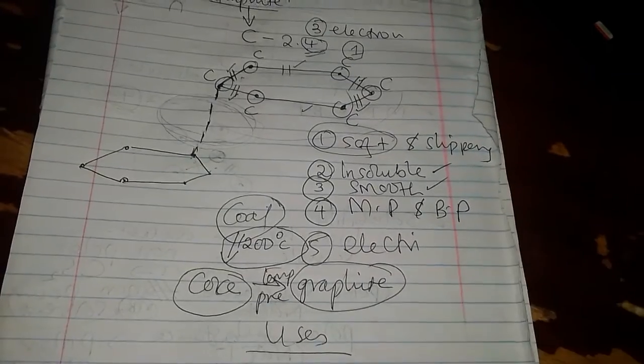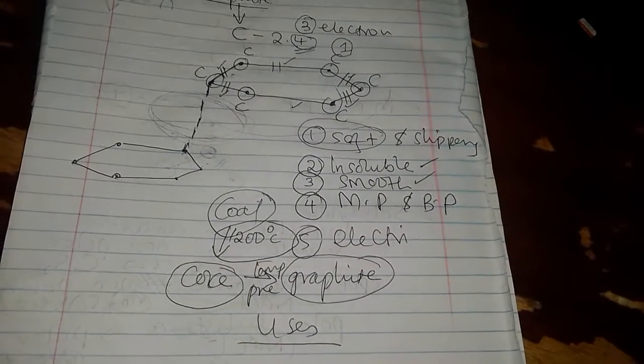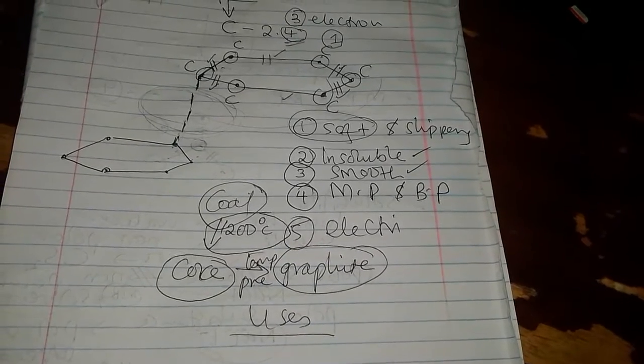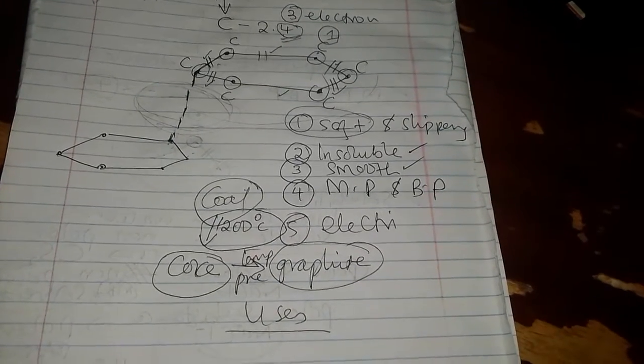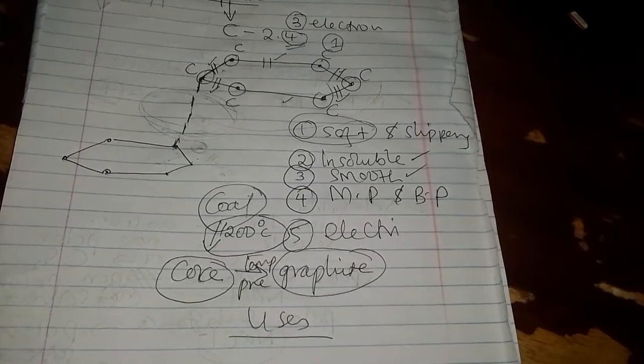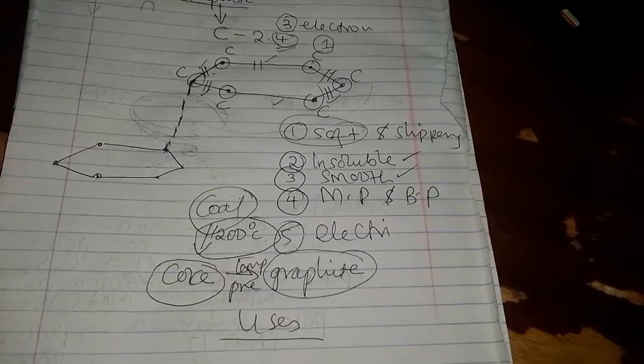Number 1, graphite is used as a lubricant. Why? Because it has weak intermolecular forces of attraction between the layers of the hexagonal plates. So the plates or the layers slide over each other, and it becomes slippery. So it gets used as a lubricant since it can reduce friction.